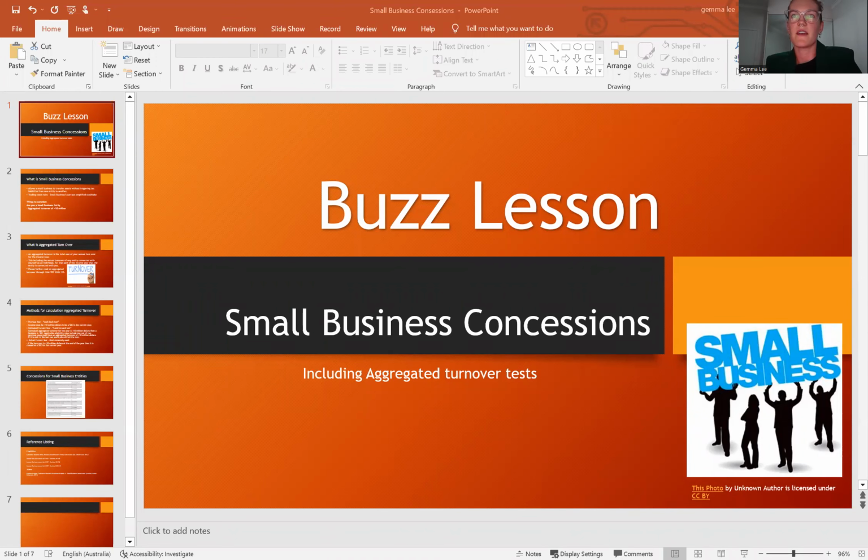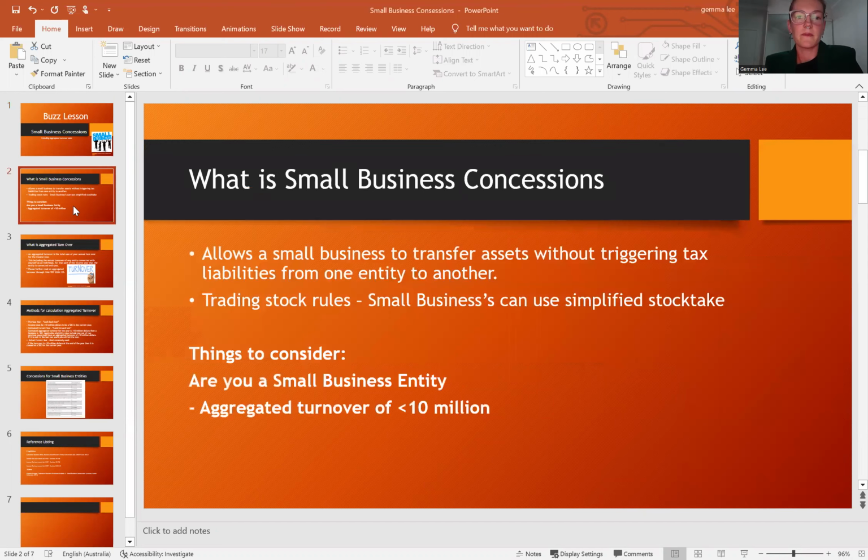You are here with Gemma and tonight we'll be discussing the definition of small business for small business concessions, including aggregated turnover and various aggregated turnover tests. In short, the small business concession allows a small business to transfer its assets or valuables, in simple terms, without triggering a tax liability from one entity to another entity that is related. It is important to note that the government introduced these concessions to assist small businesses with their tax liabilities.